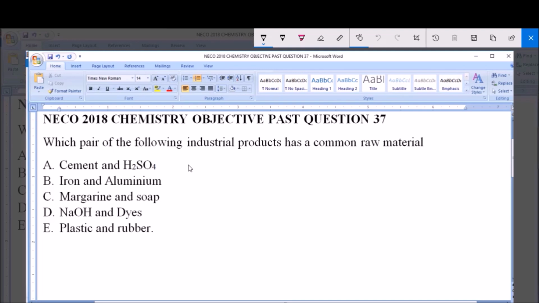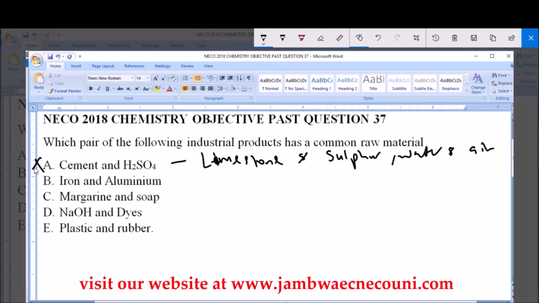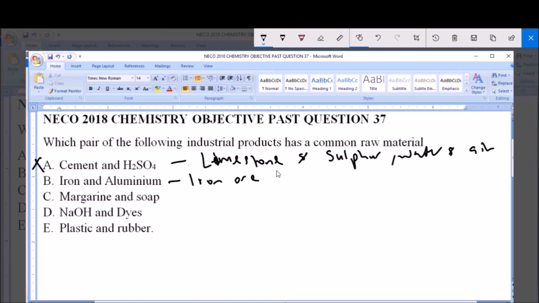Now cement is made using limestone, and then H2SO4 is made using sulfur, water, and air. So you can see that the raw materials are not common, so this is not the answer to the question. Now option B, iron and aluminium. Both of them are made using ores, but the ores of iron are different from the ores of aluminium.